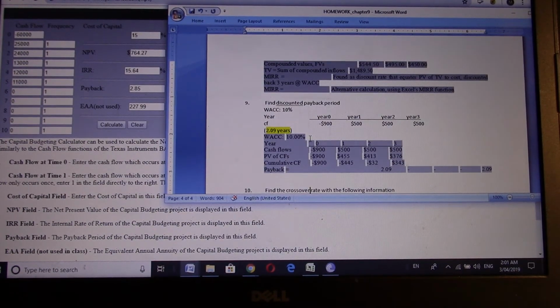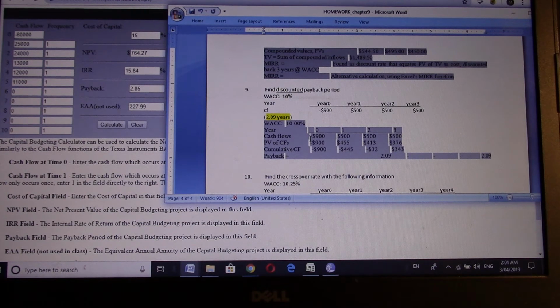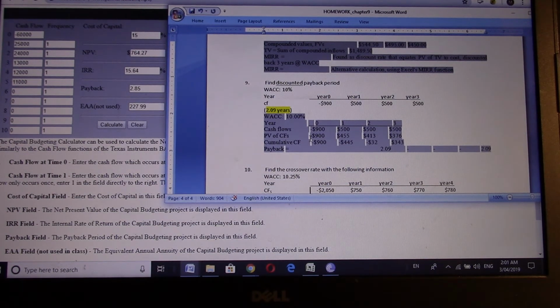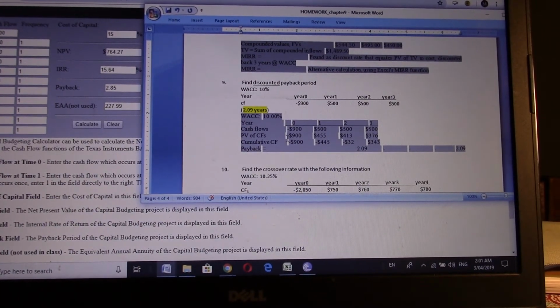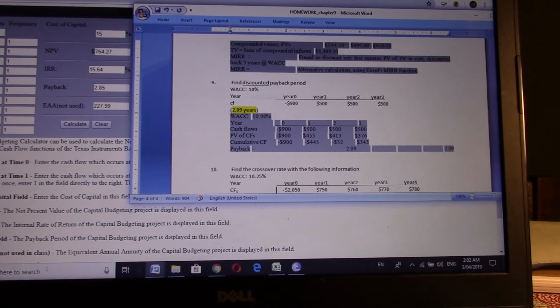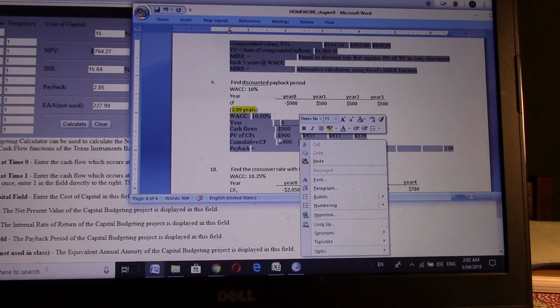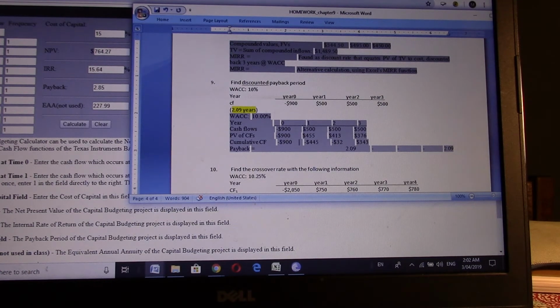Question number 9 is asking you to calculate the discounted payback period. The difference between payback period and discounted payback period, I didn't cover this approach in the on-campus class, but it's very similar to the payback period. However, the first thing you should do is calculate the present value of all the cash flows. Year 1's cash flow is $500. Now you have to figure out how much its present value is.